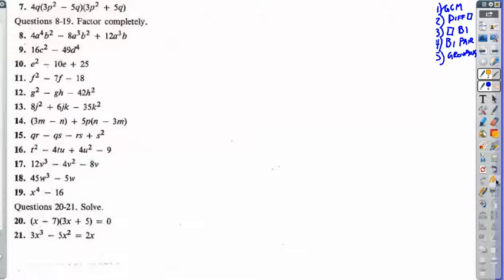So greatest common monomial, obviously 4v goes into all of it. And inside, 12v to the third divided by 4v is 3v squared minus v minus 2. I just divided everything out. Now I'm looking at this and I'm willing to bet it could be factored.